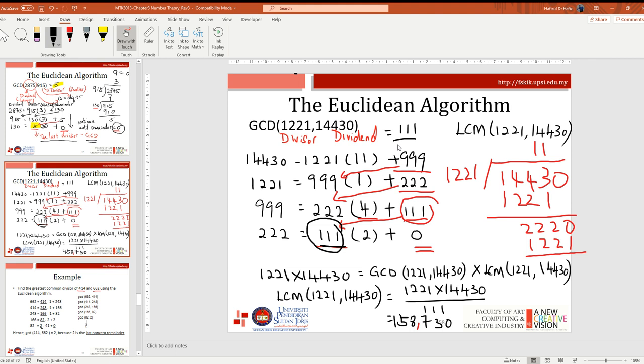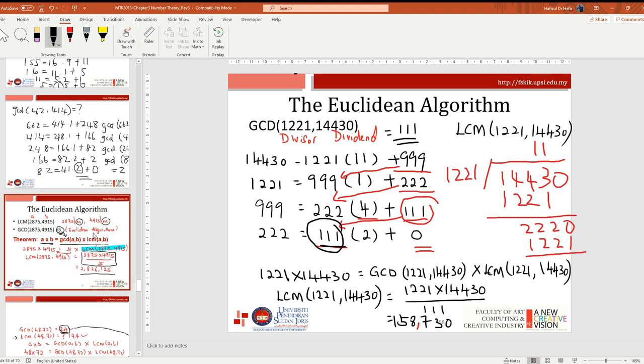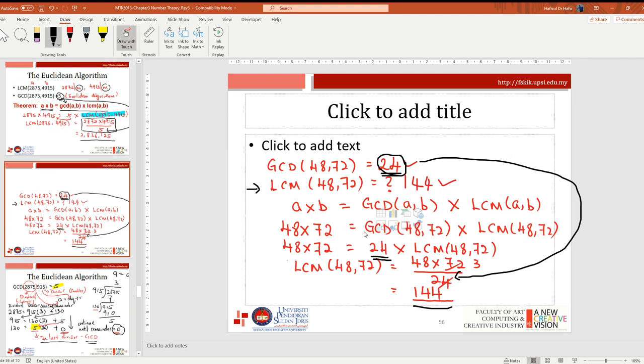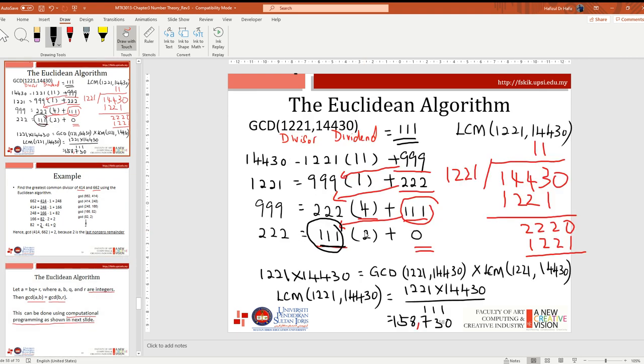Find the GCD first, and then you divide using the theorem. Theorem: A multiplied by B is equivalent to GCD(A, B) multiplied by LCM. This one, the GCD here, you divide. Same goes here. 111, LCM: 1221 times 14430 is equivalent to GCD(1221, 14430) multiplied by LCM, divided by 111.